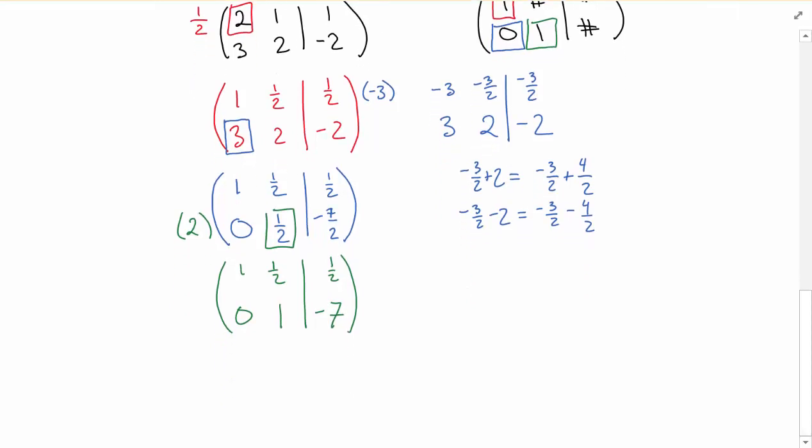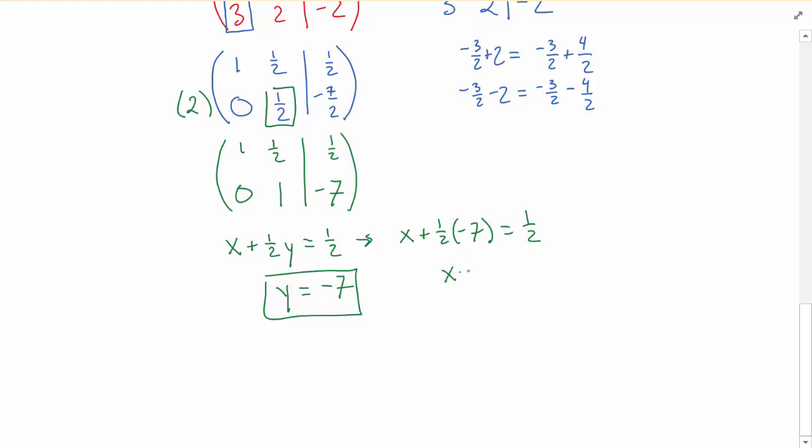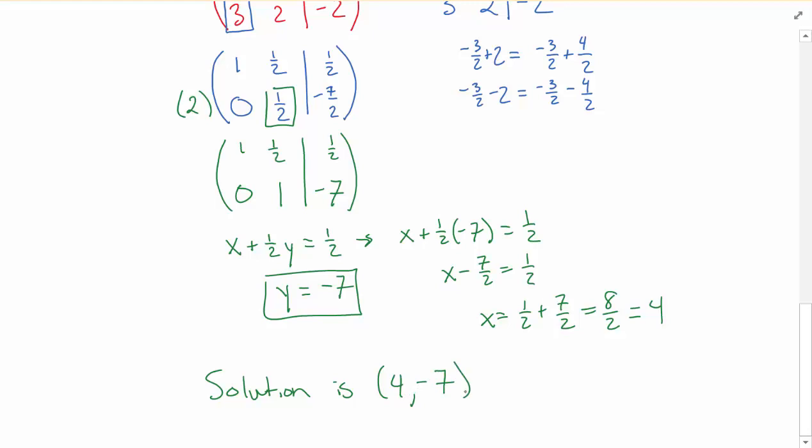So if we convert this back into a system, the first row is 1x plus 1 half y is equal to 1 half, and the bottom row is 0x plus 1y is equal to negative 7. So you can see I found y is negative 7 already. And if I plug that back into the top equation, I get x plus 1 half times the negative 7 is equal to 1 half. So I get x minus 7 halves is 1 half, which means x is 1 half plus 7 halves, which is 8 halves, which is 4. That means my solution is 4 comma negative 7.